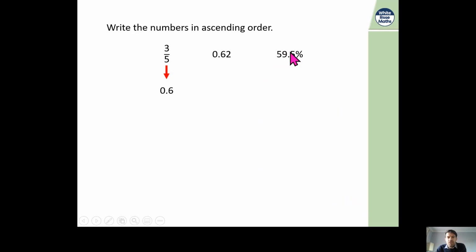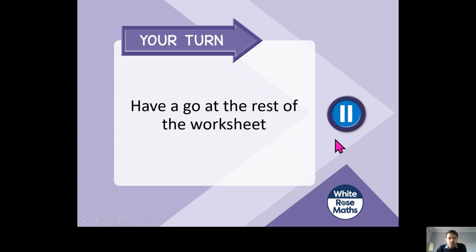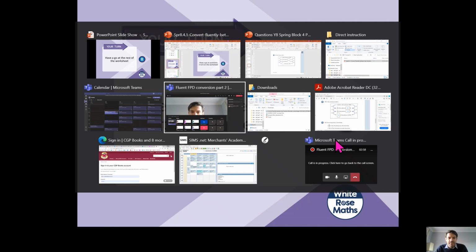59.5%. To convert to a decimal, we just have to divide by 100. Percent means out of 100, if you remember. Now we can compare the size. Hopefully you can see this one is smallest and this one is biggest. But before we convert them back into the answers, we must go back to these. Put your answers in order as they were in the original question. So it's 59.5% is the smallest, not 0.595. Then 3/5, then 0.62. And then you can have a go at the rest of the worksheet. That helps you out.